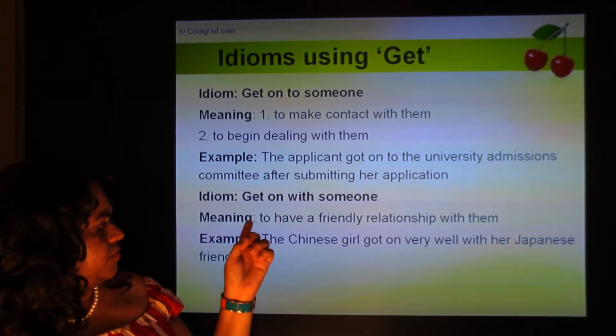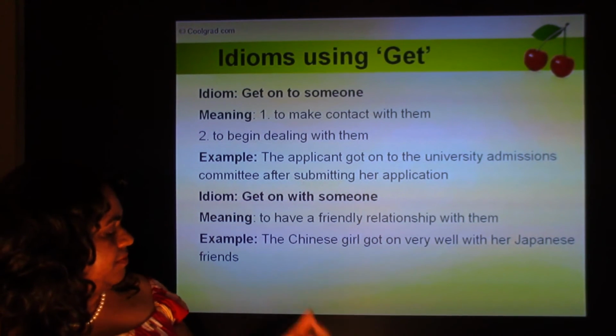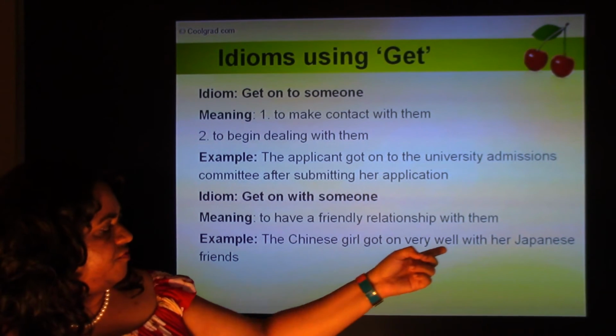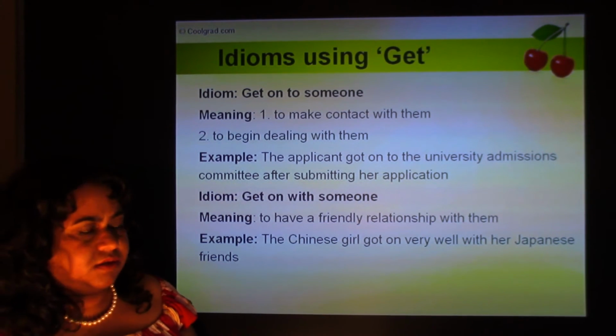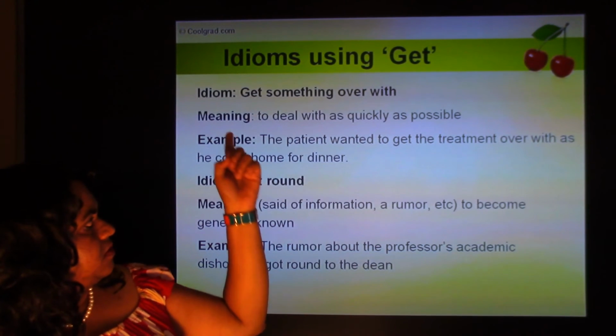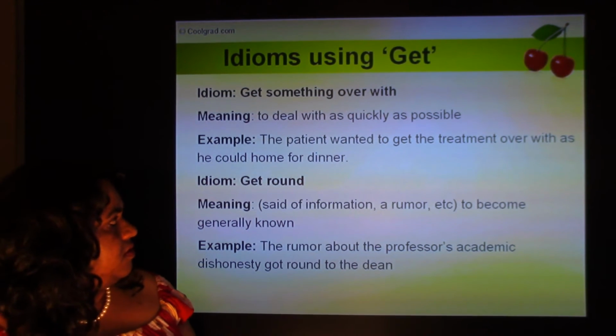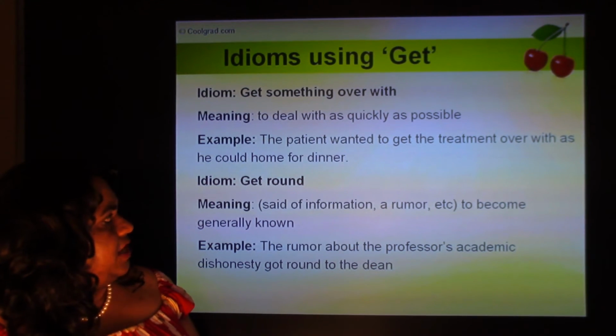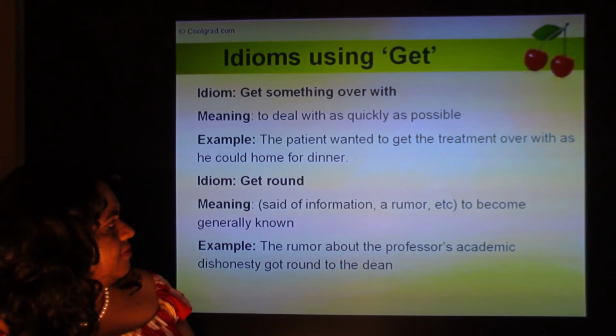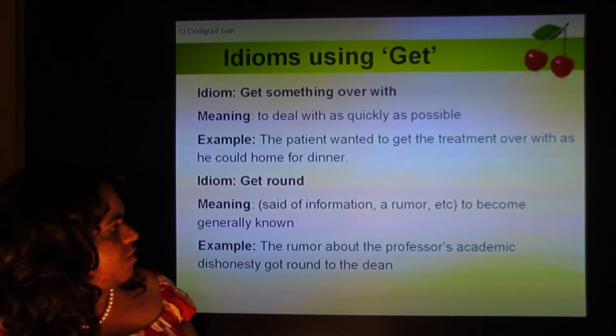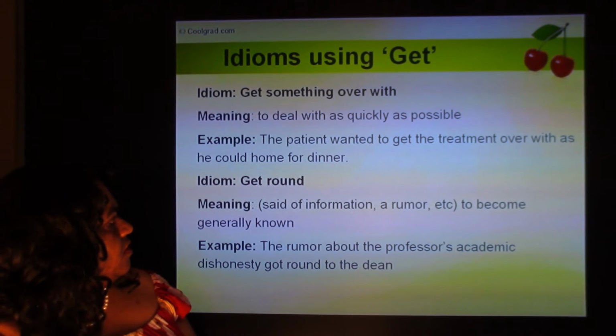Get on with someone, meaning to have a friendly relationship with them. Example: The Chinese girl got on very well with her Japanese friends. Get something over with: to deal with as quickly as possible. The patient wanted to get the treatment over with so he could go home for dinner.